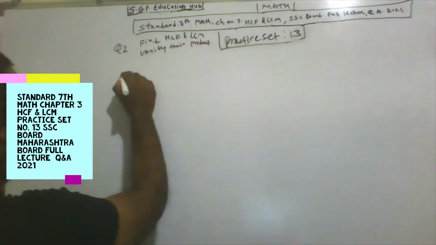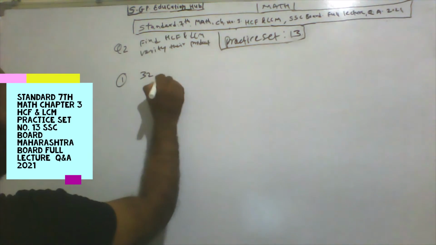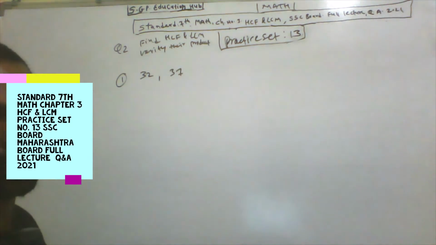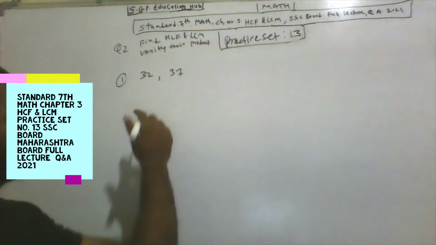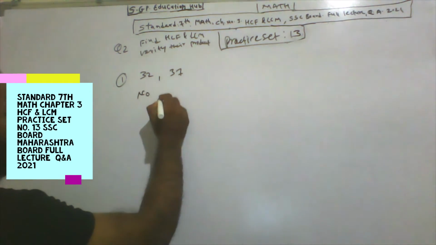Question number 1: 32 and 37. 37 is a prime number, so both values can't be divided by the same number, so the GCF has no common prime factors.